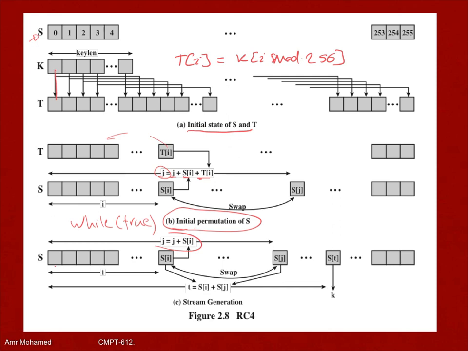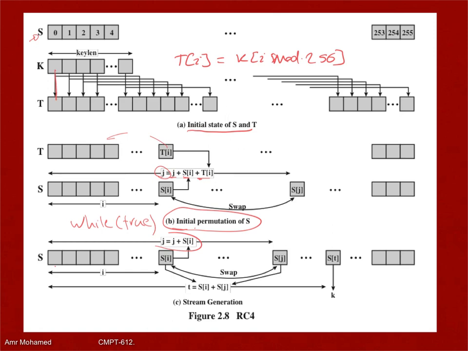J here goes from 0 to 255, and this one is fixed. The second permutation is while true. So J changes every time, and I is the current location that you have. At any point of time we calculate J based on this simple equation. Then get the index of S[j] in the location that you have and output the byte.